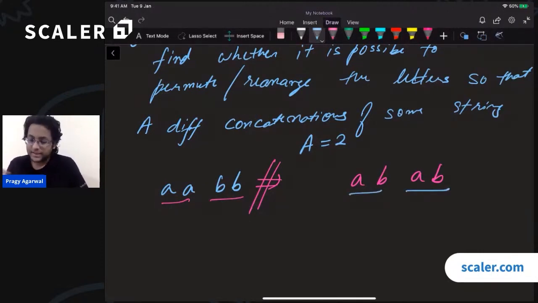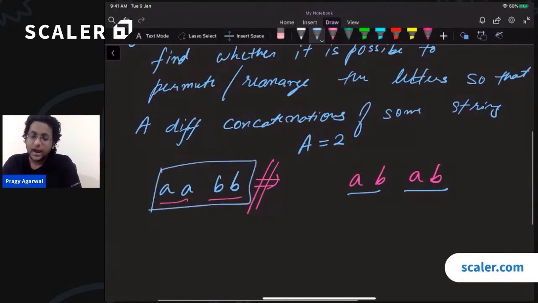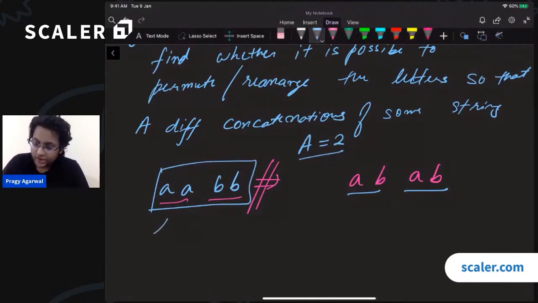Is that clear? So basically, you will be given a string like this, and a number such as 2, and you have to tell me if it is possible to rearrange this original string such that it becomes a concatenation of similar strings. I hope the question is clear. So what approach can we come up with for this particular question?